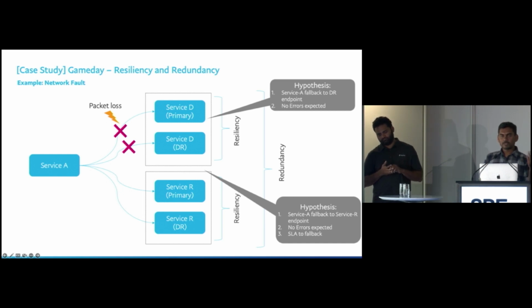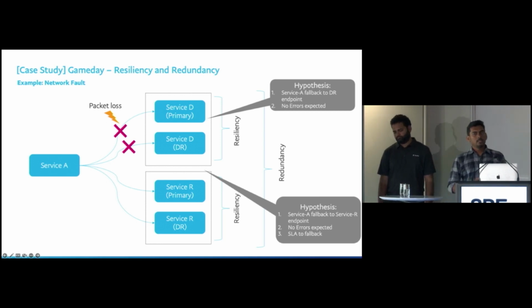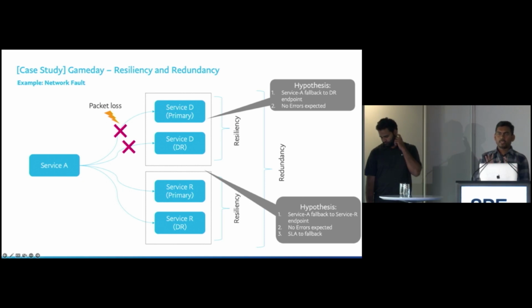Same as before, using packet loss, we were able to inject faults into both endpoints, service D primary and DR, and simulate the scenario, and service A fell back to service R primary. So this is actually going as expected. Everything is good, the fallback happened properly. But there are some very critical and important learnings that we got out of this experiment.